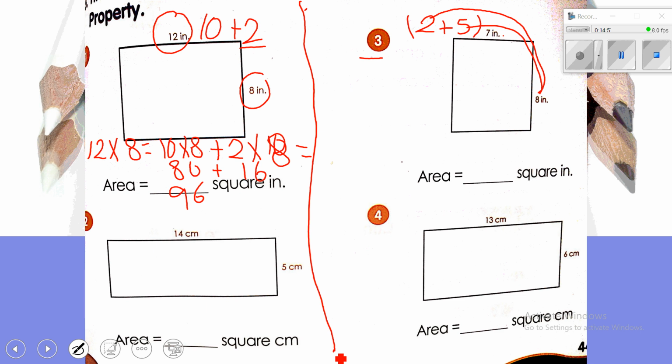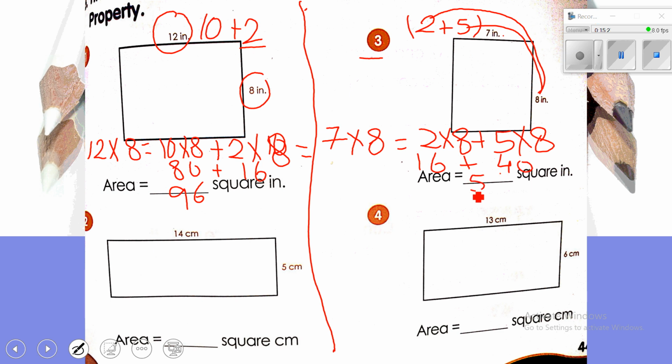I said that 7 multiplied by 8 equals 2 multiplied by 8 plus 5 multiplied by 8. 2 multiplied by 8 is 16 plus 5 multiplied by 8 is 40. I add 16 plus 40. Perfect. The answer is 56.